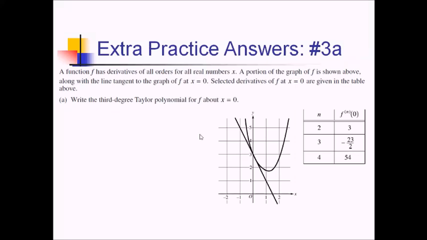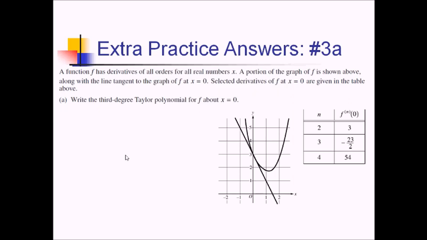On this no calculator problem, we have a function with all derivatives of all orders for some real numbers x, and we have a portion of the graph of f. That's great. We also have a tangent line and some other selected derivatives at orders of 2, 3, and 4 given in a table. Our first task, based on all this, we want to write the third degree Taylor polynomial for f about x equals 0.